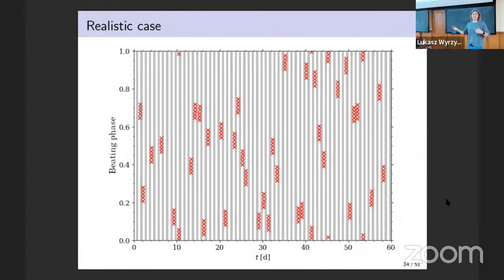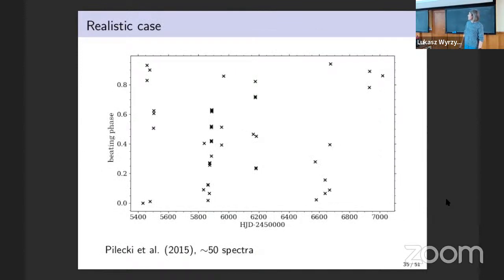Here's an example of the sampling that I used. We have 60 nights, with gray stripes marking the breaks due to days, and from those 60 nights, I randomly selected 40 nights. I took 5 spectra each night, and this is just an example of the sampling that I tried. Here, I also tried the spectra that were taken by Pilecki and collaborators, who actually studied this system. They had around 50 spectra, so this is how they are distributed in time. I was also interested whether, in the spectra that are already there, we can detect something.